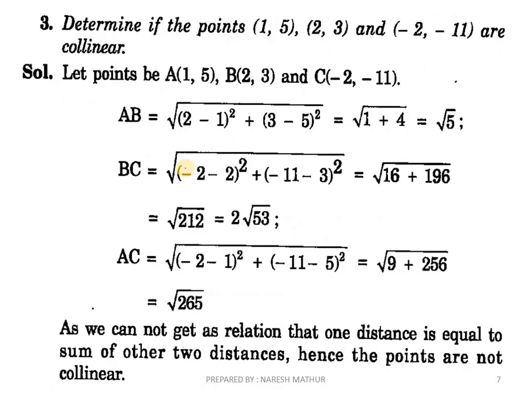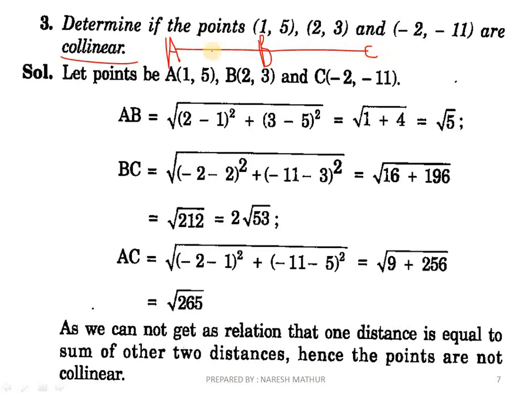Easy. Now third question. Determine if the given points are collinear. Now mention this concept: collinear. Collinear means in a line. Alright. So if we have 3 points, let's say A, B and C.